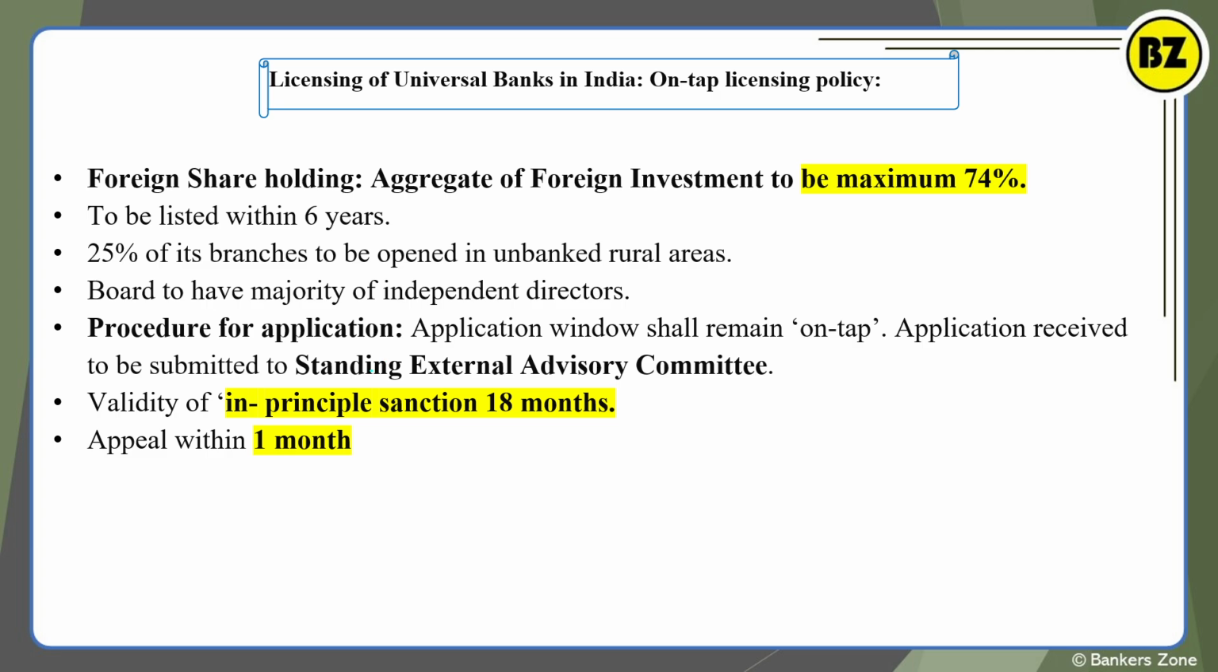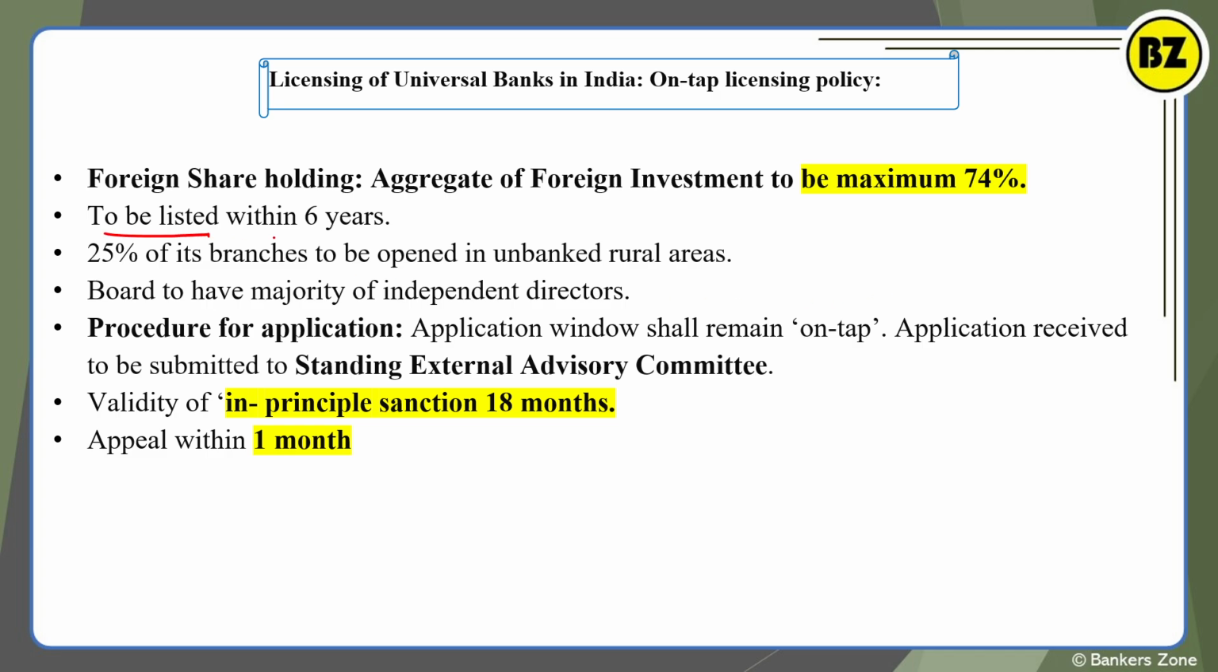Now foreign shareholding. See, the aggregate foreign investment is to be a maximum of 74%. So how much can a foreign entity hold in Indian banks? The ceiling is 74%. Basically we can say the FDI. In simple terms you can say FDI, right? So maximum foreign investment can have a ceiling up to 74%.